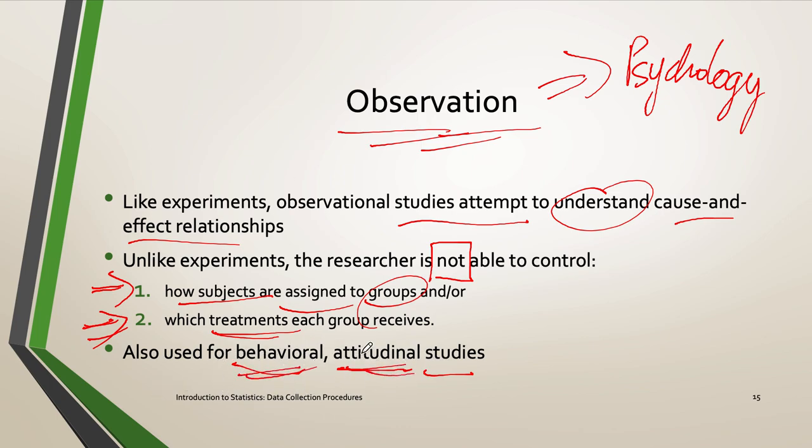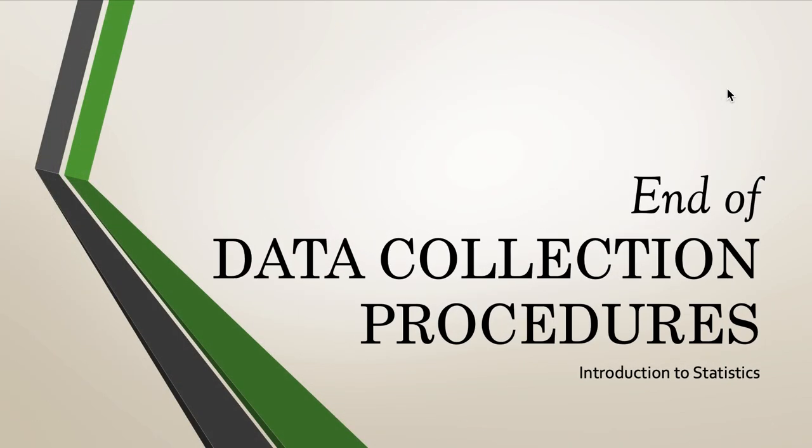Just as a recap, we have four data collection procedures. Number one is interview, usually used in qualitative studies. Number two is questionnaire, usually used in quantitative studies. We have experimentation, usually used in experimental studies, and observation, usually used in psychological studies. So that's the end of our data collection procedures.